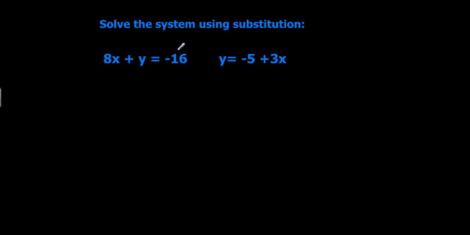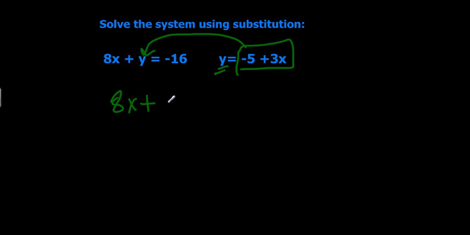This one looks a little bit different because not both of them say y equals. That just tells me that it's going to be way easier since this is already set up as y equals this quantity, to fill that quantity in for y in my other equation. So I'm going to get 8x plus what y equals, negative 5 plus 3x, equals negative 16.